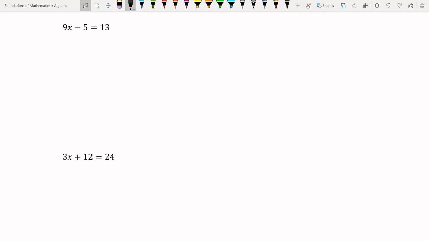We want to get rid of any term adding or subtracting with the variable term. Then we want to get the coefficient away from the variable, typically by multiplying or dividing. A lot of this stuff is easier to see in practice. We're going to do just that.